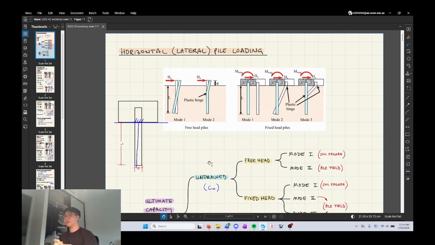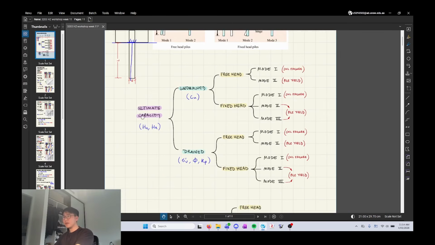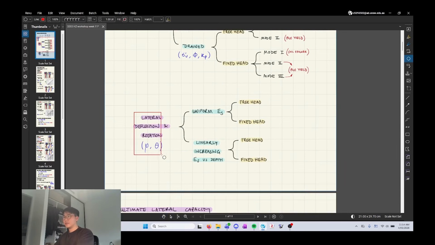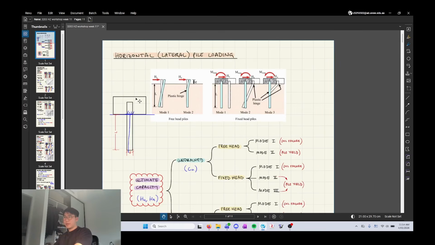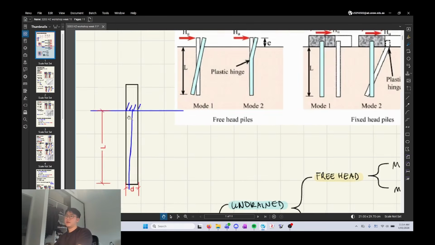We're going to see how this manifests in terms of two things. The ultimate capacity, which just means how strong it is horizontally, how much force it can take, and the lateral deflection and rotation. Lateral deflection and rotation just refers to how far this has deflected, I can see the problems with using Bluebeam, from the ground, from this starting point here, to over here. We call that rho, so that's your lateral deflection at ground level.